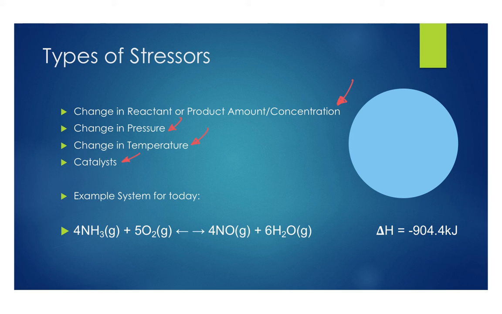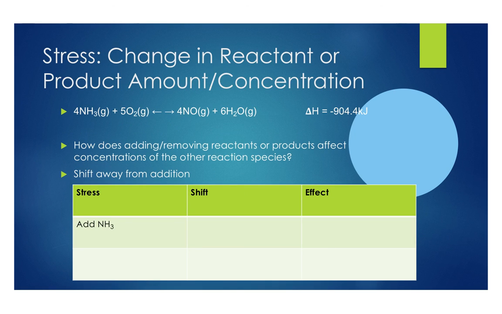To examine the effect of each of these types of stresses, we're going to use this reaction here: ammonia plus oxygen goes to nitrogen monoxide and water, with the coefficients that we have here. This is an exothermic reaction with a delta H of negative 904.4 kilojoules per mole. So this is the system we're going to be using, thinking about how it will change if we change the concentration of the reactants or products, change the pressure in the system, change the temperature, or add a catalyst.